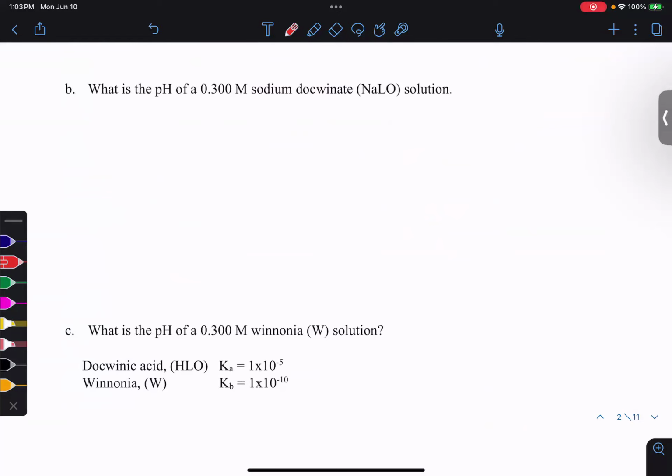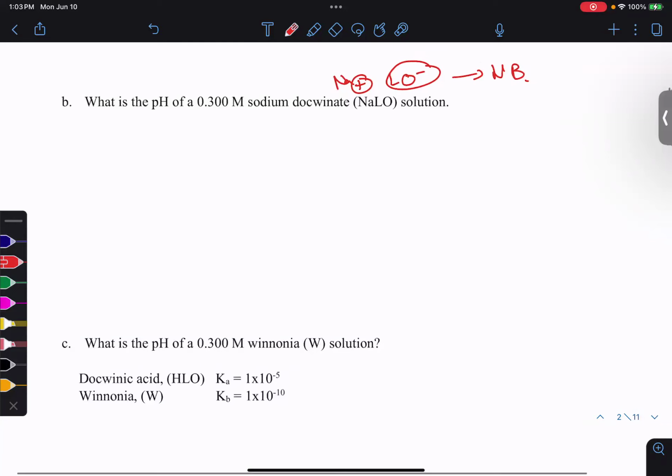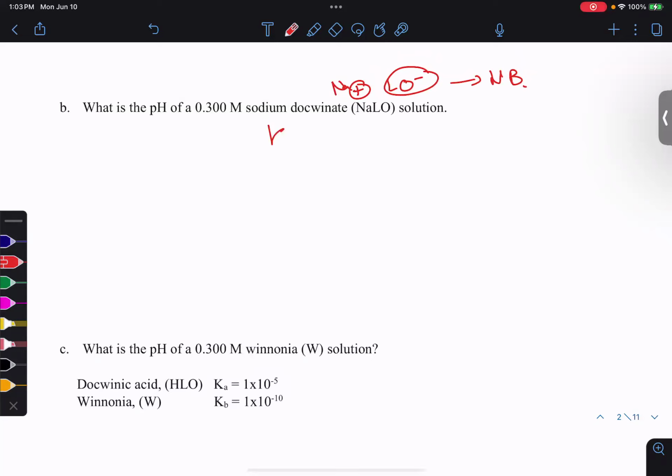What is that? Is that an acid? It is a conjugate base. Notice that I have sodium plus and LO minus. That is a weak base. That's the conjugate of the weak acid. So if this is a base, I need to use Kb. But did I give you Kb?